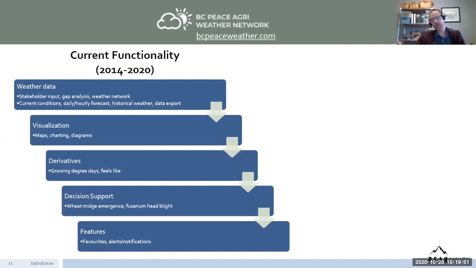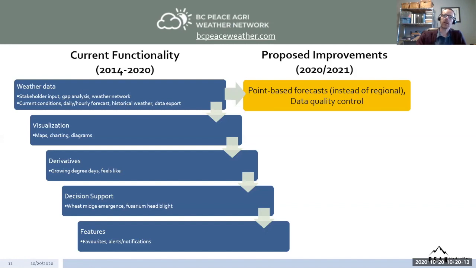And then the decision support side, getting to those derivatives, the growing degree days and the feels like, just a couple of the basic ones. And then decision support. I mentioned the wheat midge, the fusarium head blight, and then the features in terms of favorites. You can bookmark stations, there's alerts, notifications, but then where's it going? This is where it's at currently, or where the next steps are.